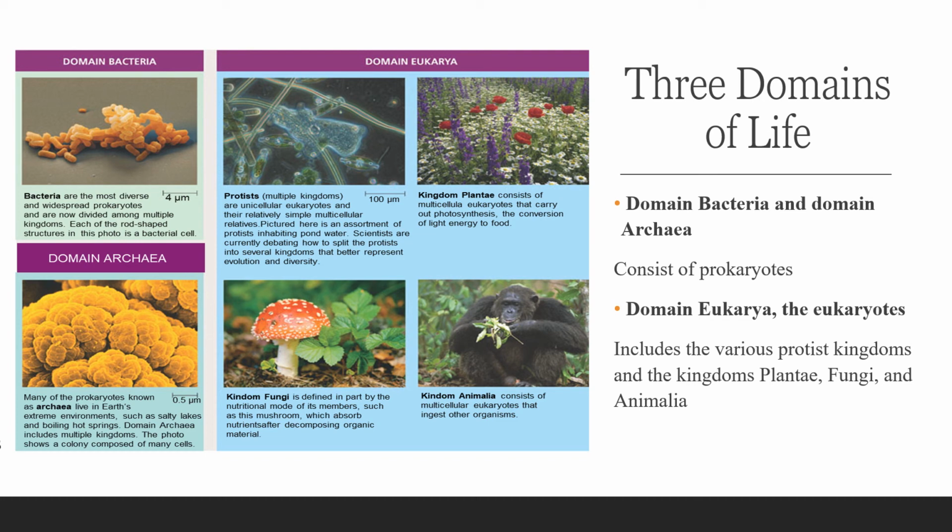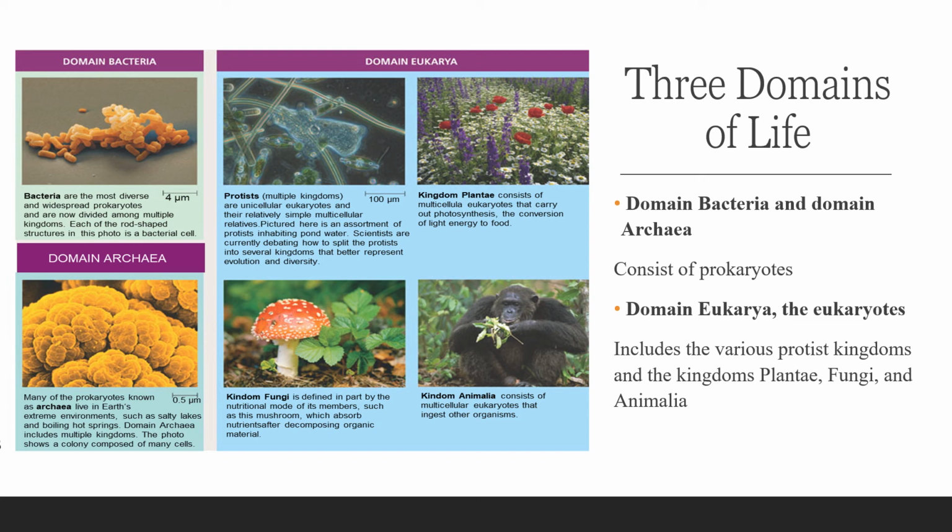Moving on to domain eukarya. First we have protists. Protists are unicellular eukaryotes and their relatively simple multicellular relatives. Pictured here is an assortment of protists inhabiting pond water. Scientists are currently debating how to split the protists into several kingdoms that better represent evolution and diversity.